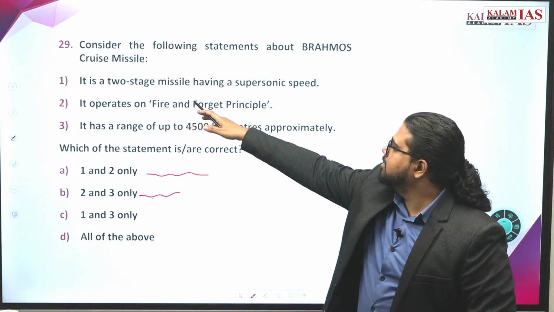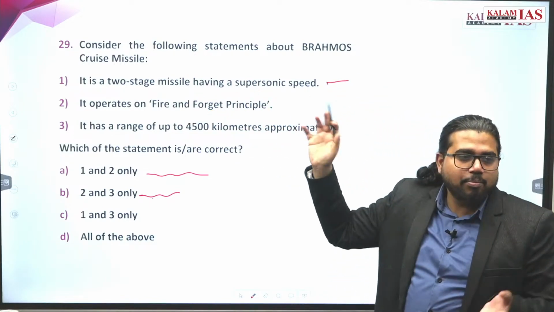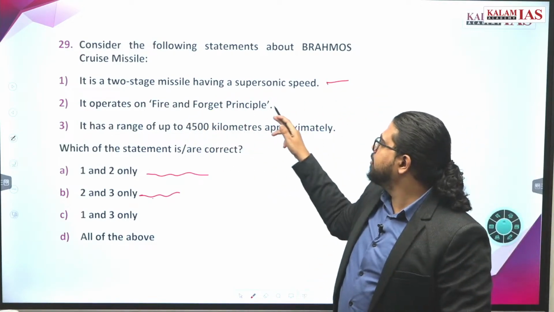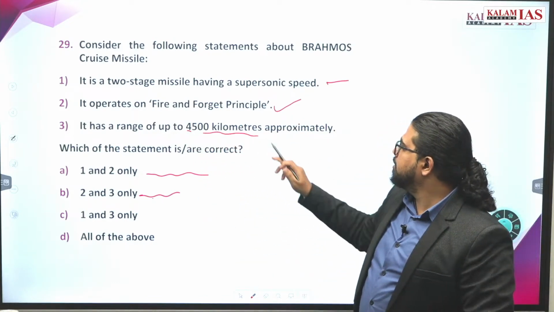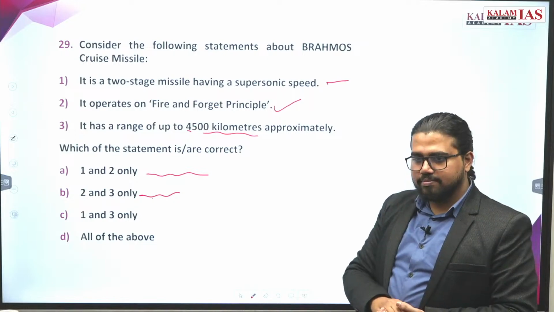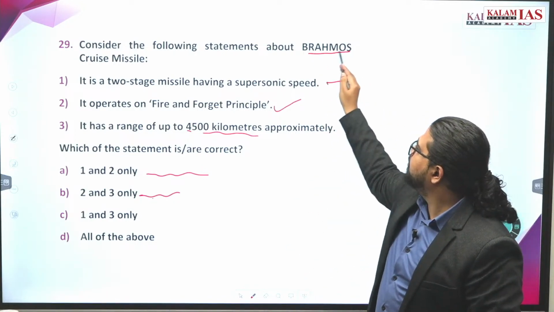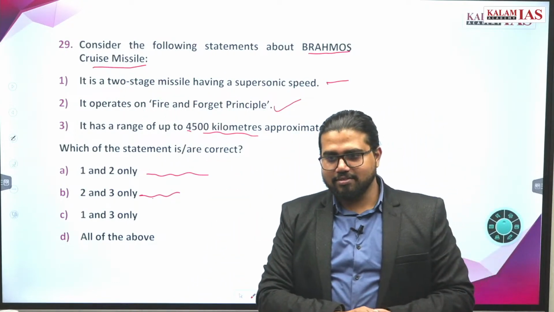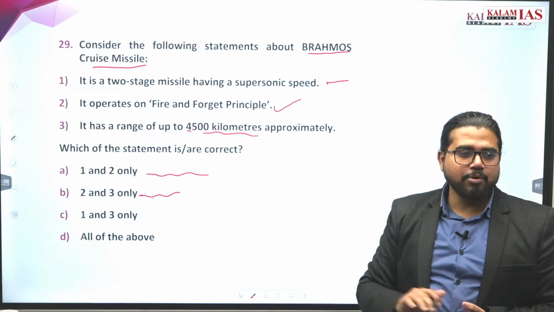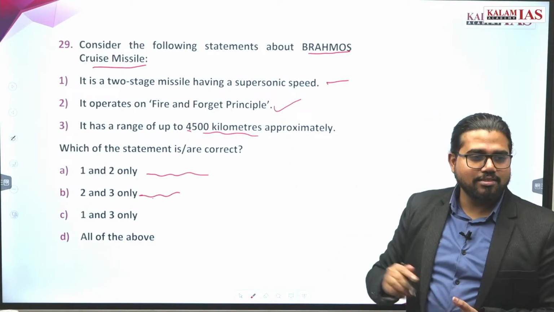Suppose I am looking at this. It is a two-stage. Even though it is factual, I don't know. Suppose it is the fire and forget principle, I don't know. It has a range of 4,500 kilometers. Which missile are we talking about? BrahMos. BrahMos missile, what is it? India-Russia collaboration. Why is this in the news?